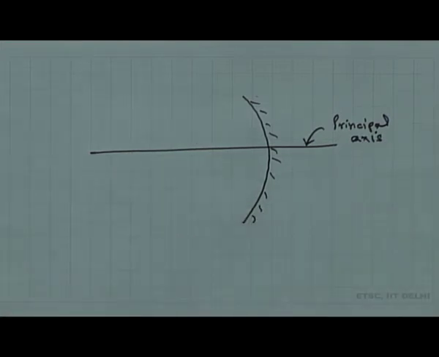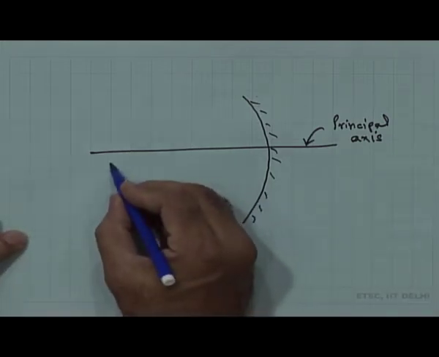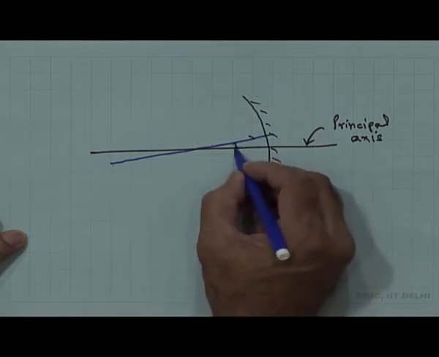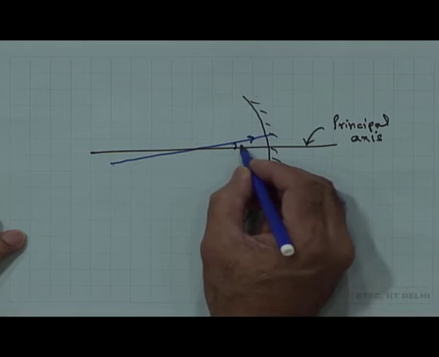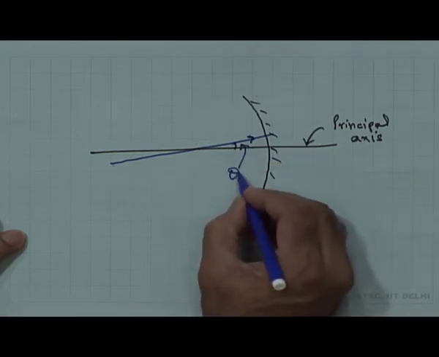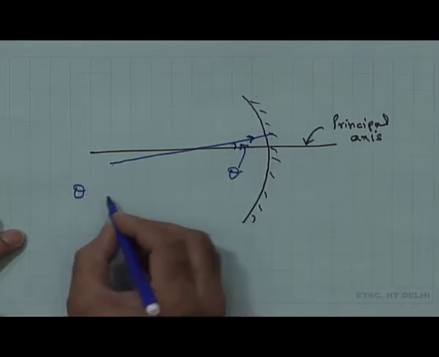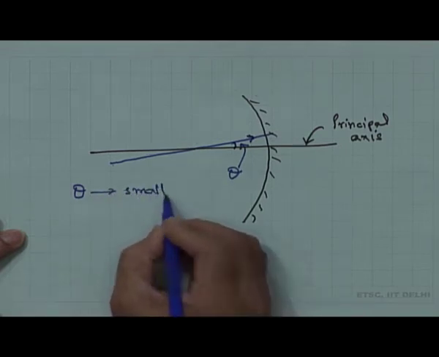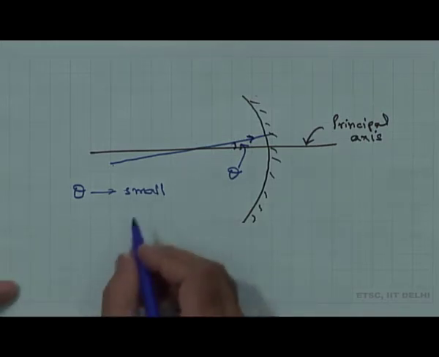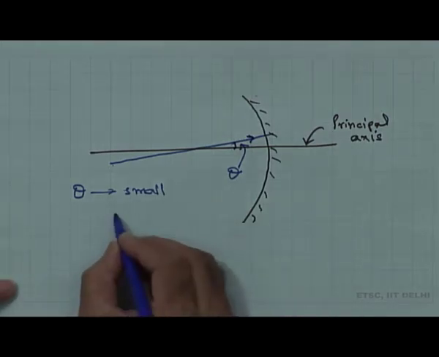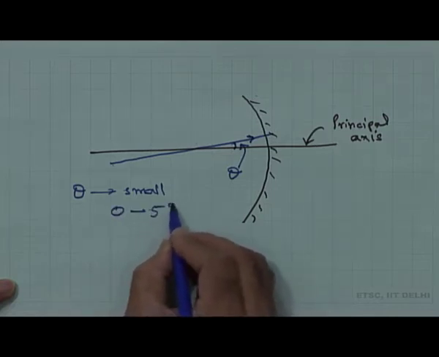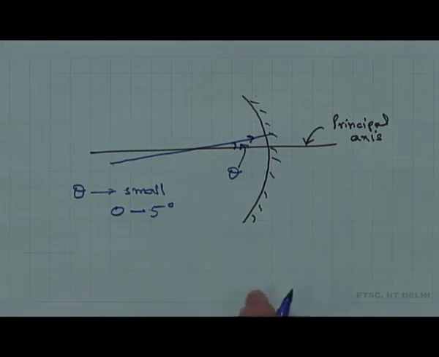So, let me use a different color. Rays which make a small angle with this. So, this is a ray, an incident ray, and this is the angle theta. Small angles, for theta small, is a qualitative word. So, small typically means anywhere from 0 to 5 degrees. Why 0 to 5 degrees?